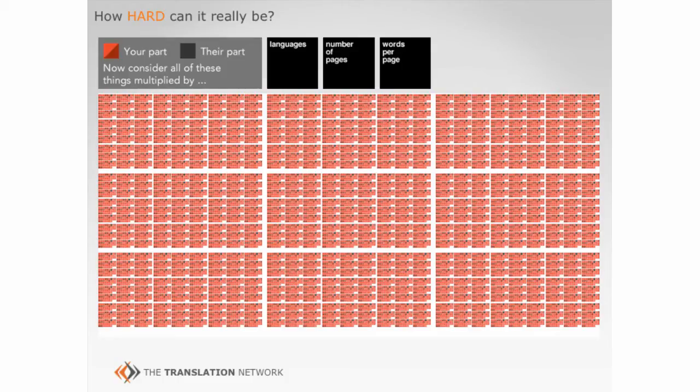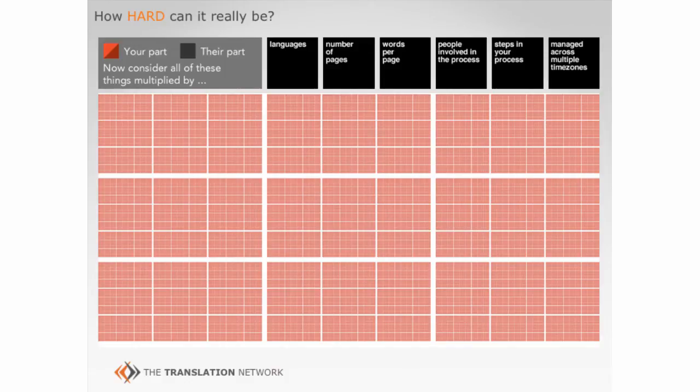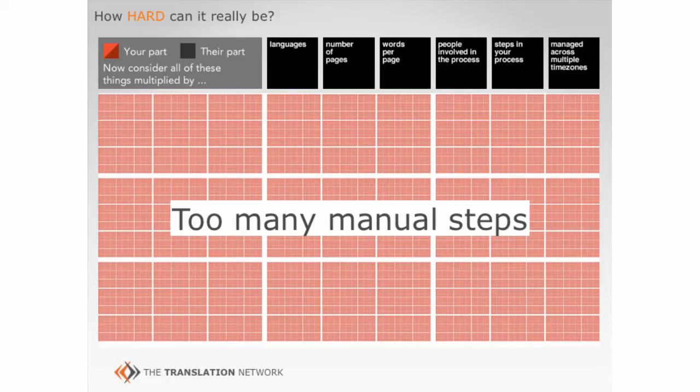How many words you have per page, which is typically between 500 and 800 words. And how many people are involved in the process. So you might have in-country marketing managers or local product folks or partners that are helping you manage pages in different languages. And also how many steps in your process. And then you time this across all of the time zones that you're going to do in this. It gets very, very complicated. And you see that legacy translation workflows just can't keep up. So this traditional offline method is very challenging.